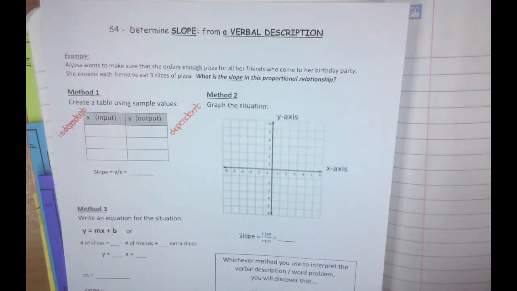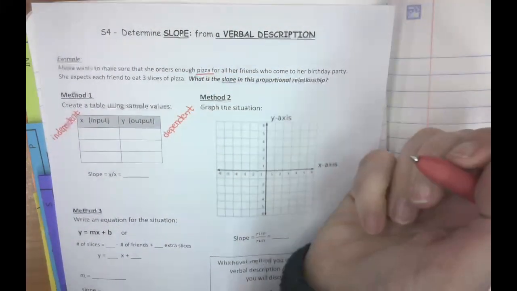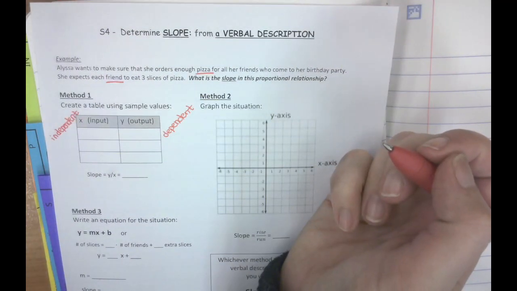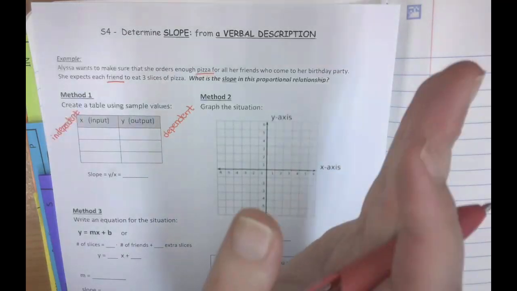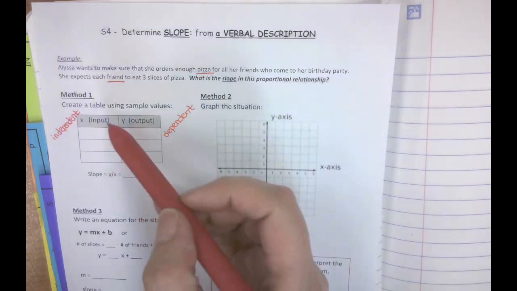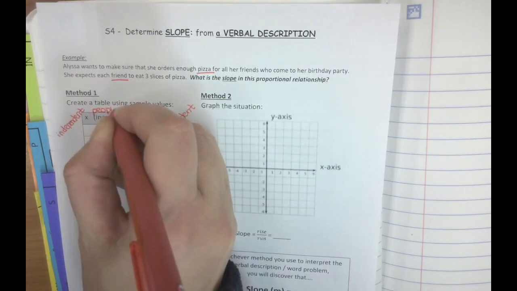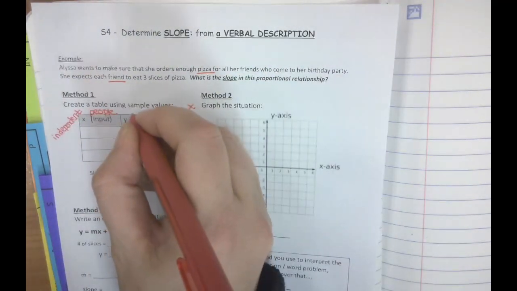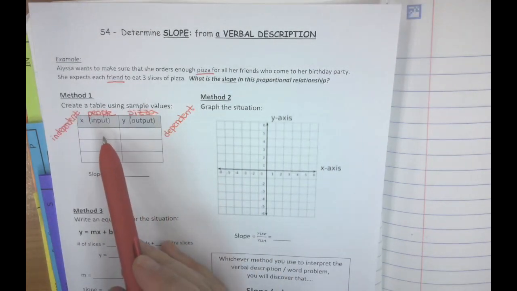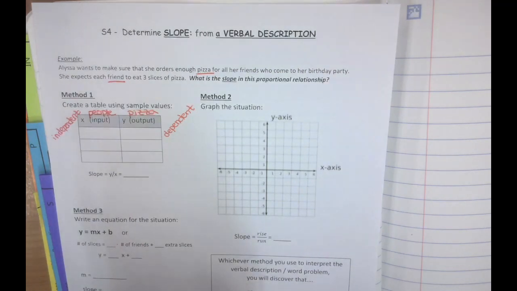So in this case, we're talking about how much pizza Alyssa needs to get, and how many friends are going to come to her party. Between those, we're trying to figure out which is independent and which is dependent. It would make sense that the number of people that are able to come to her party would have an effect on the amount of pizza that she decides to order. So the number of people is your input or your independent variable. The amount of pizza is your output or your dependent variable.